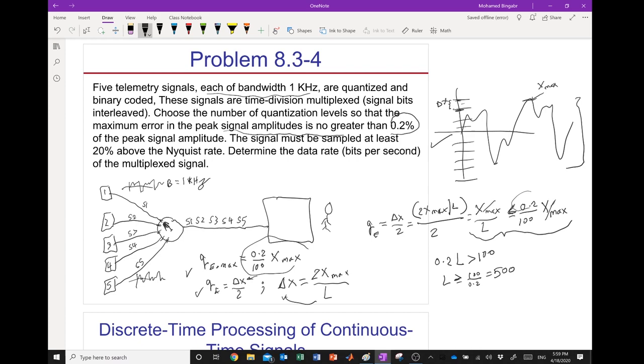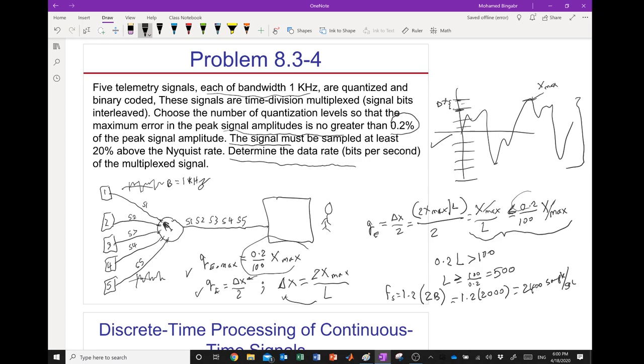They said the signal must be sampled at least 20% above the Nyquist rate. Okay, so f s has to be 20% above, so that's 1.2 times the Nyquist rate, which is 2 times the bandwidth. So that's 1.2 times 2 times 1,000, which is 2,000, and that's 2,400 samples per second. Determine the data rate, bits per second, of the multiplexed signal.